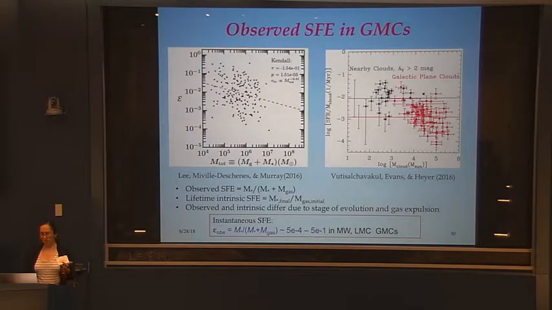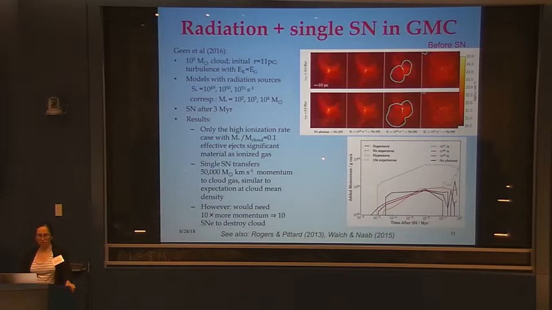So what is the interpretation of this? Well, one interpretation is, of course, that this is not the only form of feedback. Indeed, there are other forms of feedback, and one additional form of feedback is supernovae. This is just showing a simulation that includes radiation, and then in addition includes the effects of one supernova.